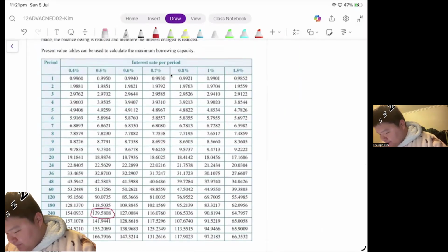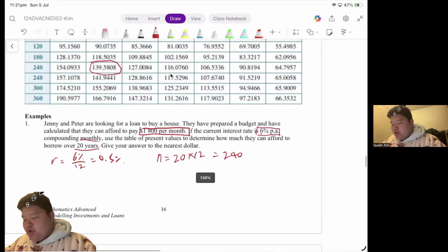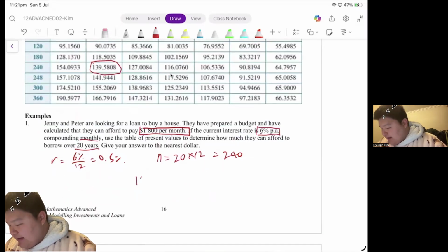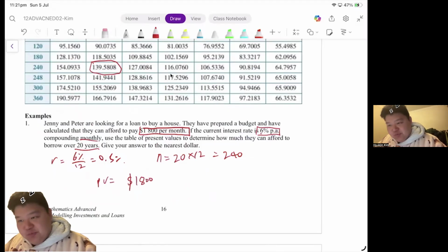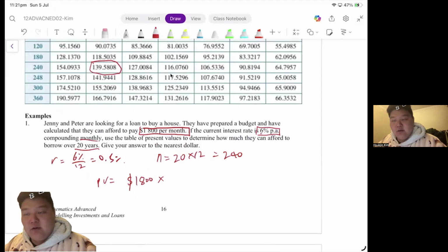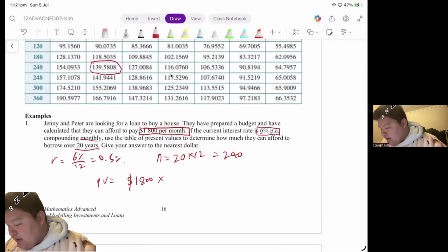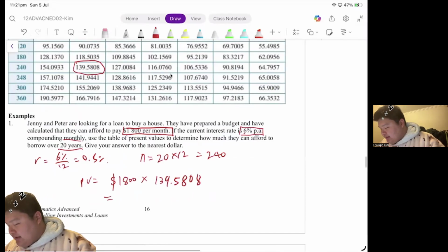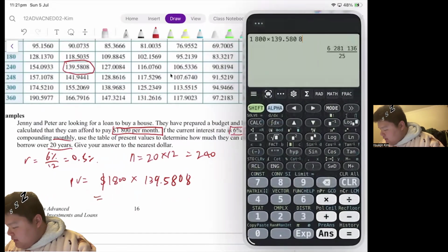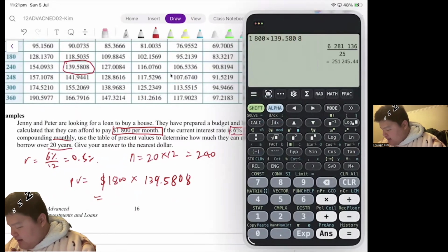Now, at this point, you're obviously looking at this guy. And all you're doing is, look, 1,800 is the contribution times the multiplier, always, as I have mentioned before. 139.5808. And you're going to get 1,800 times 139.5808 and $251,245.44.